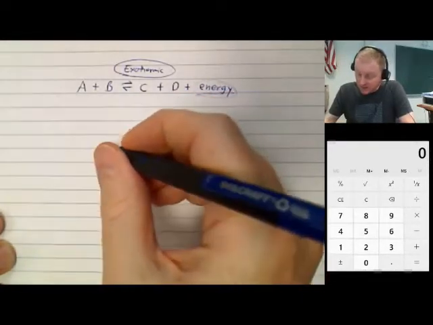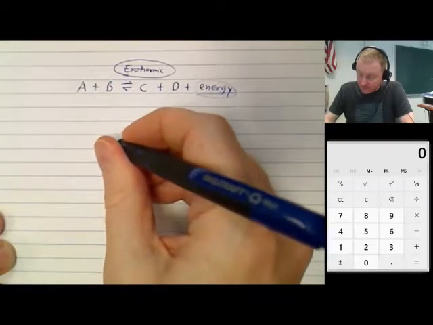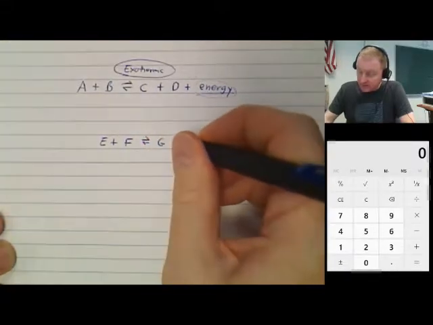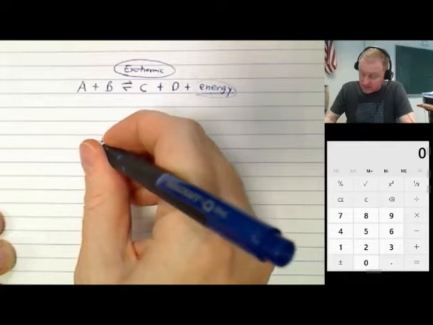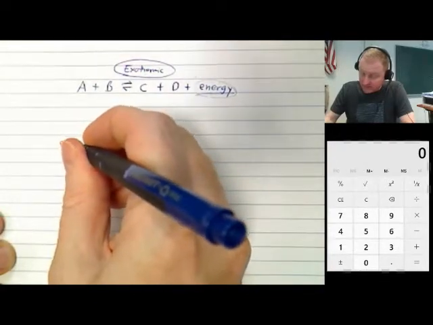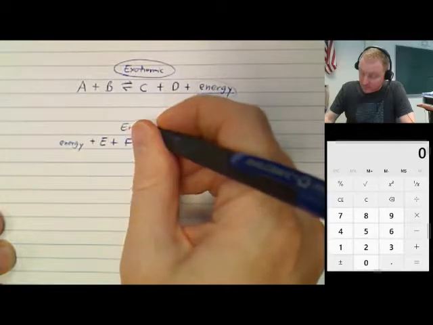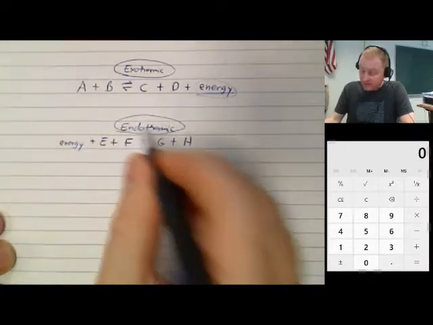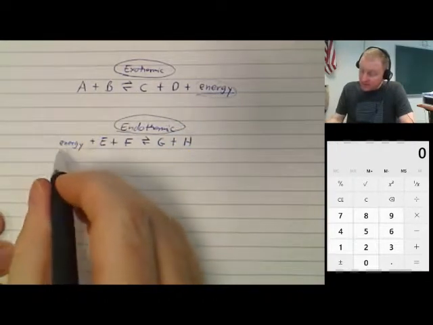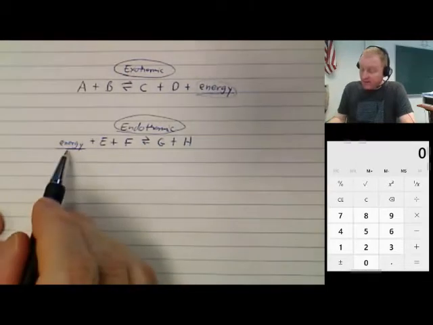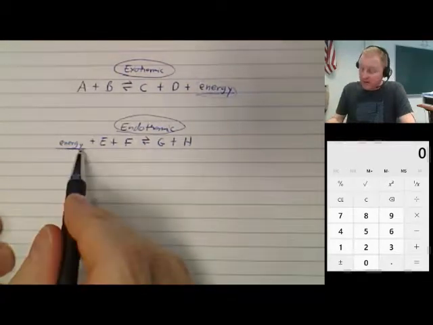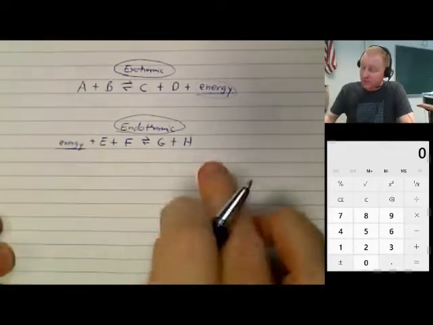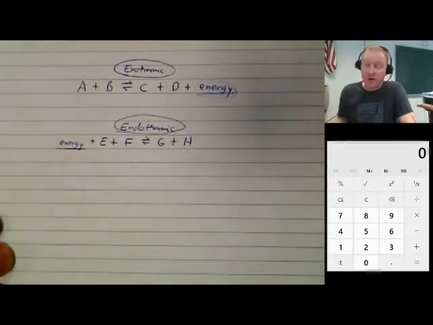Let's do another one. We'll do E plus F is in dynamic equilibrium with G plus H. But this is going to be an endothermic one. I'm going to say energy's on this side. Endothermic. So in this endothermic reaction, if I was to increase the temperature, then think of adding more energy, and energy is a reactant. So if I increase the temperature on an endothermic reaction, it would shift to the right, or the forward reaction would speed up and more product would form.